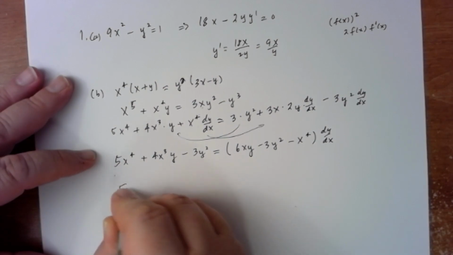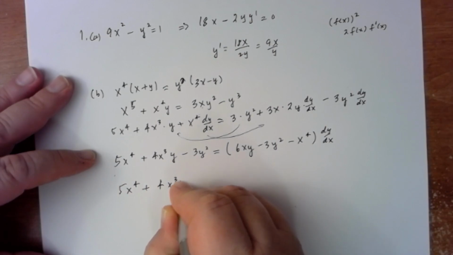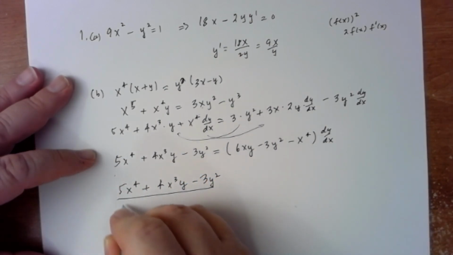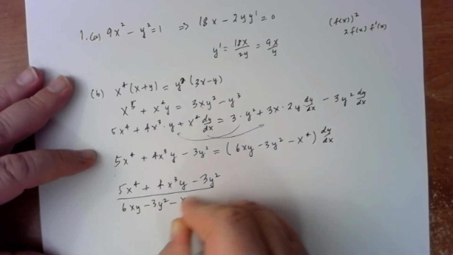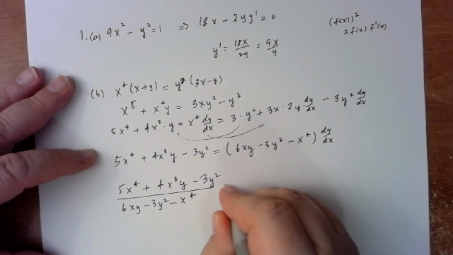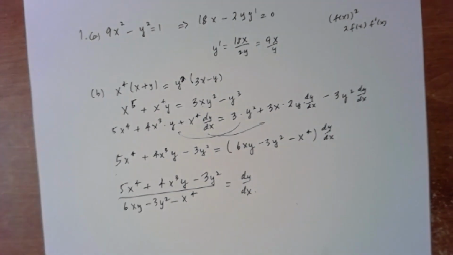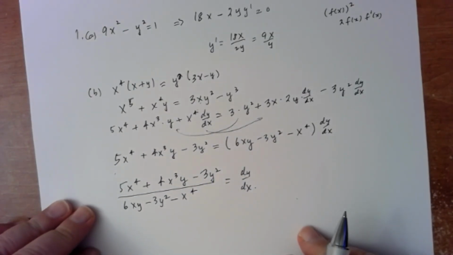If I take 5x to the fourth plus 4x cubed y minus 3y squared and divide by this mess, that's going to be equal to our dy over dx. Very good. So that was kind of a long one. Let's see, we're up to about 5 minutes. Let's see how we do on the next one.